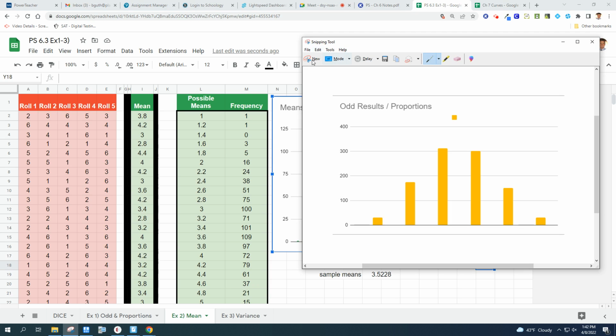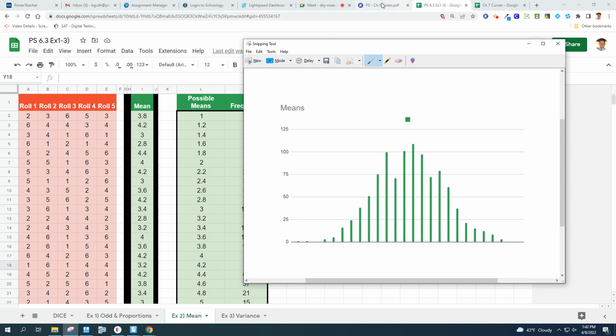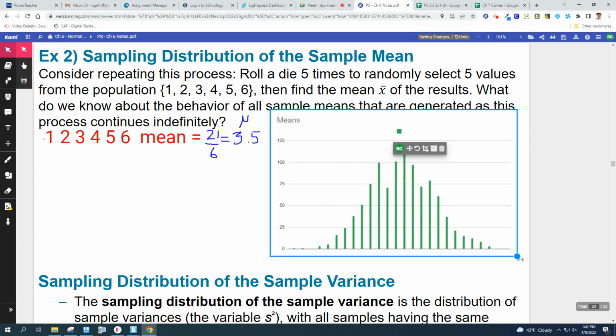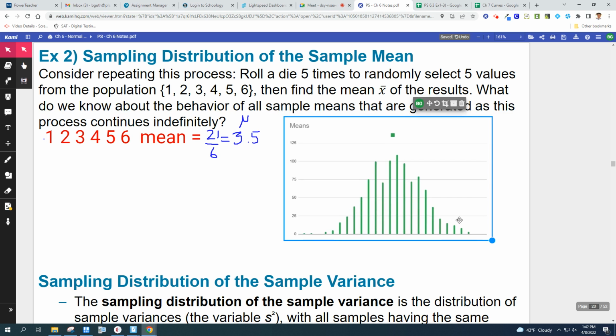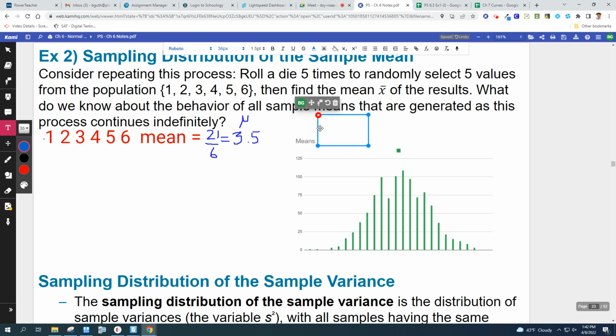So copy that picture over. And again, it doesn't really have to be perfect. I don't mind if it's not perfect. I need to make sure it's a normal curve. Make sure it's normally distributed. The vertical axis is going up by 25, but I don't even know if I would pay attention to that.